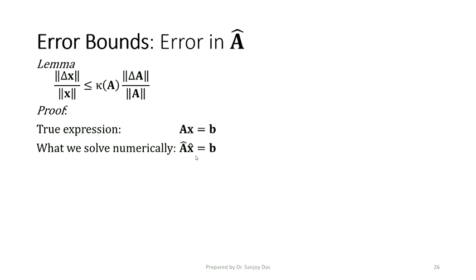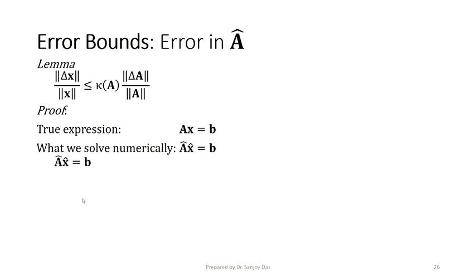And we solve numerically A hat X hat equals B. The B's are the same, only the A's are different. This is A hat, which is a perturbed version of A. X hat is the perturbed, or error added to X.